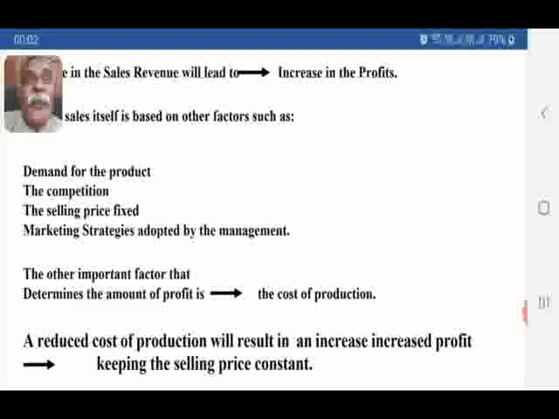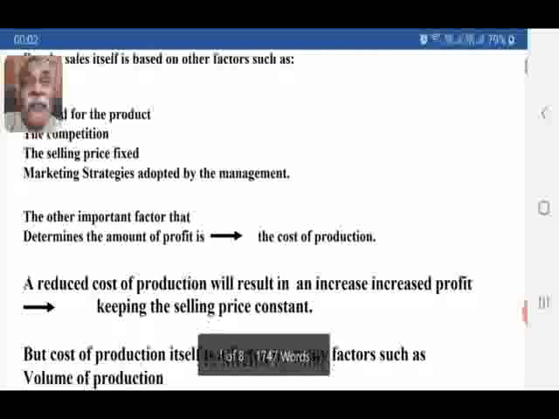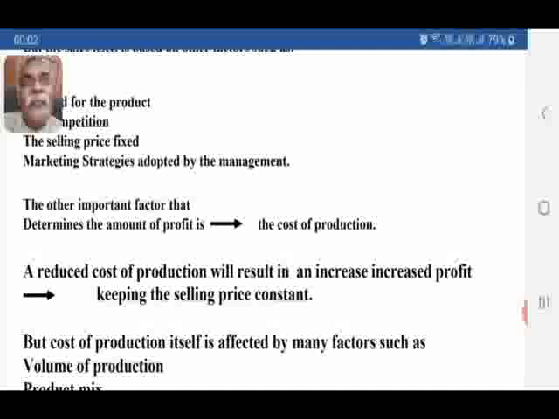There's a demand of the product, the competition, the fixed selling price, marketing strategy adopted by the management. These are the factors on which sales depends.